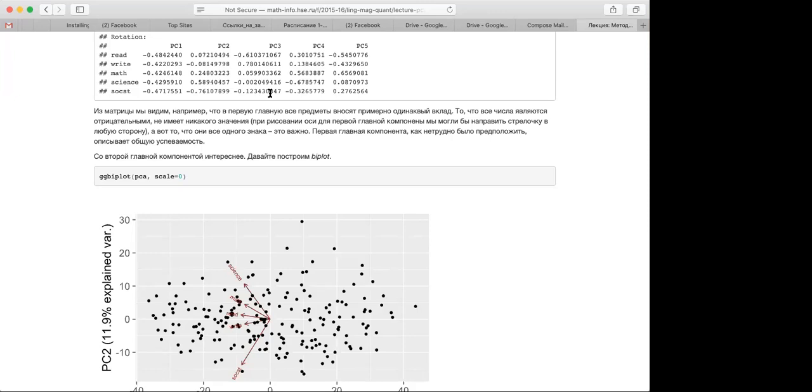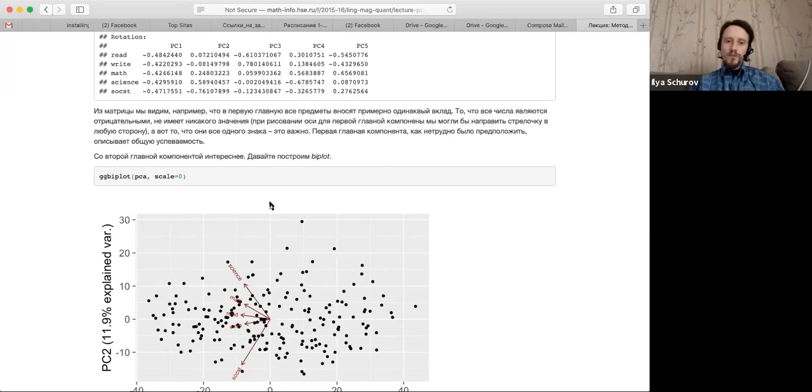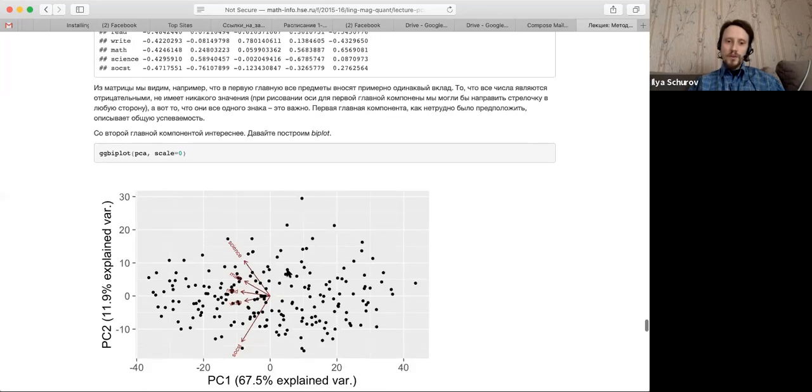So, for example, if we have this picture and a particular point on this picture, a particular student, we can say, okay, this student has some average overall performance, but this student is really good at science and at math, probably, but not so good in social studies, so their overall performance will be low. This is how we can interpret this picture. So we can get some information, some interpretation from this picture in two-dimensional space.